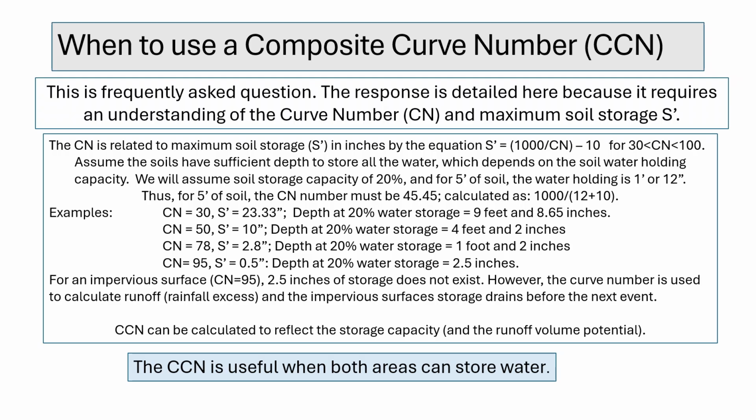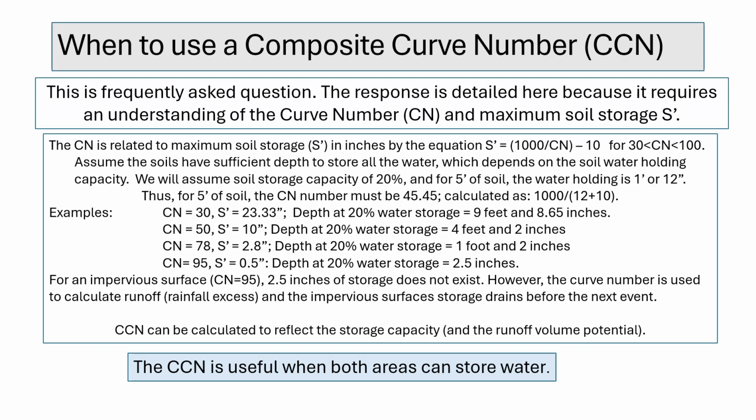The key insight here is that for a truly impervious surface, 2.5 inches of storage simply doesn't exist in a meaningful physical sense. The CN for impervious areas is used to calculate runoff or rainfall excess, but any surface storage drains between events rather than representing true soil storage capacity. This distinction determines when a composite curve number is appropriate.